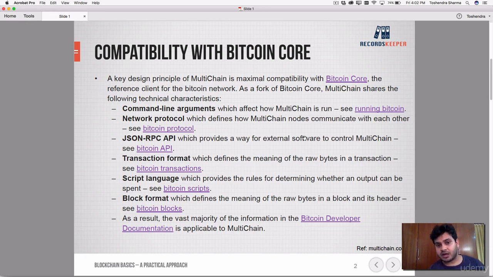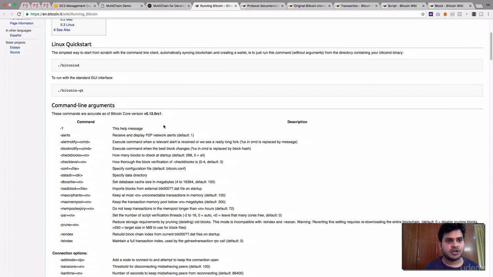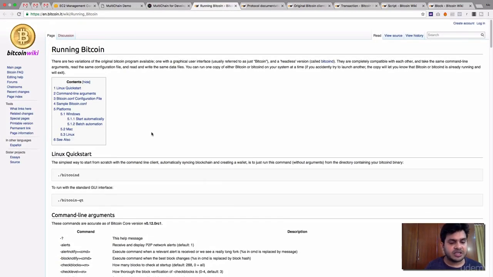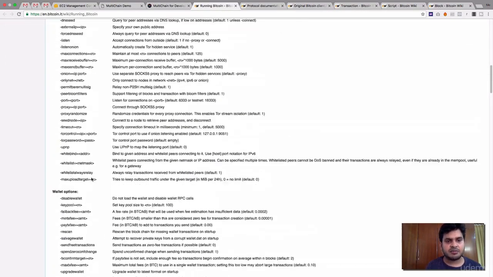network. So as a fork of the Bitcoin core, multi-chain shares the following characteristics. So I'm going to repeat them. Right. So command line arguments. The set of command line arguments which are actually used by Bitcoin are also applicable in the case of the multi-chain. So if I go to this website, the Bitcoin wiki, whatever command line arguments are listed here are also applicable in the multi-chain.